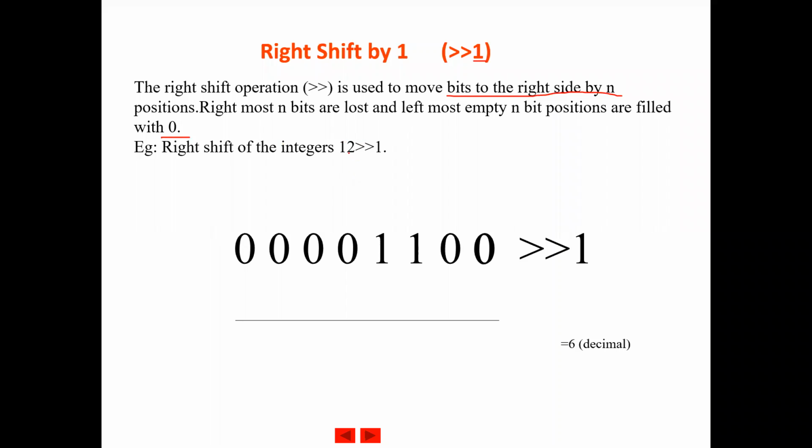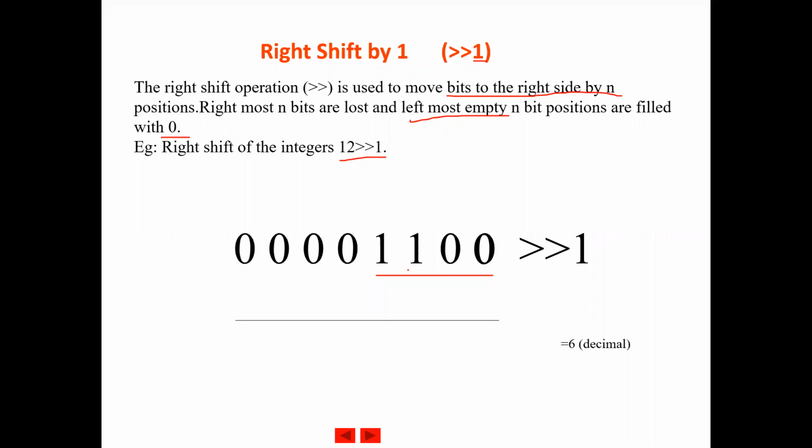If we are giving 12 right shift 2, then it will shift the bit positions by 2. Got it? And whatever empty locations are there on the left side will be filled with 0. So here, again the same 12, I have taken the binary representation of 12, and I am performing a right shift by 1 bit. What will happen if I perform a right shift?